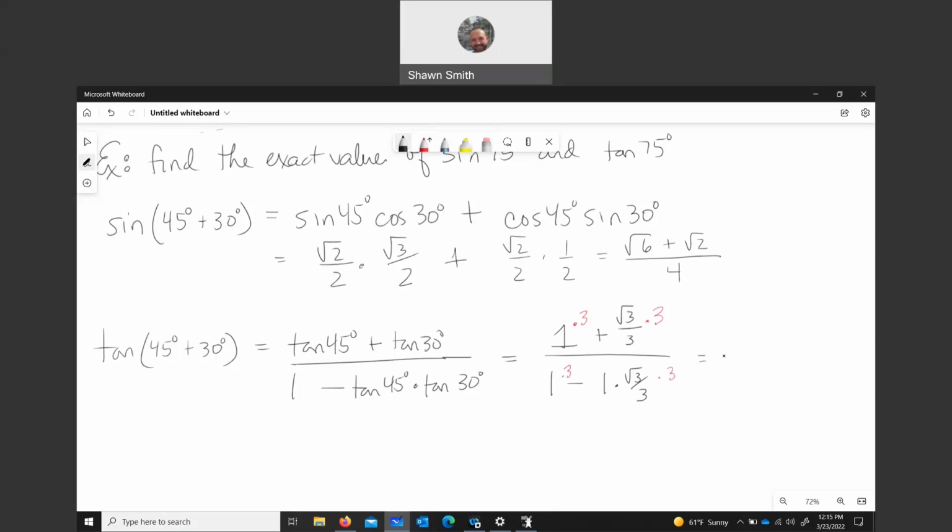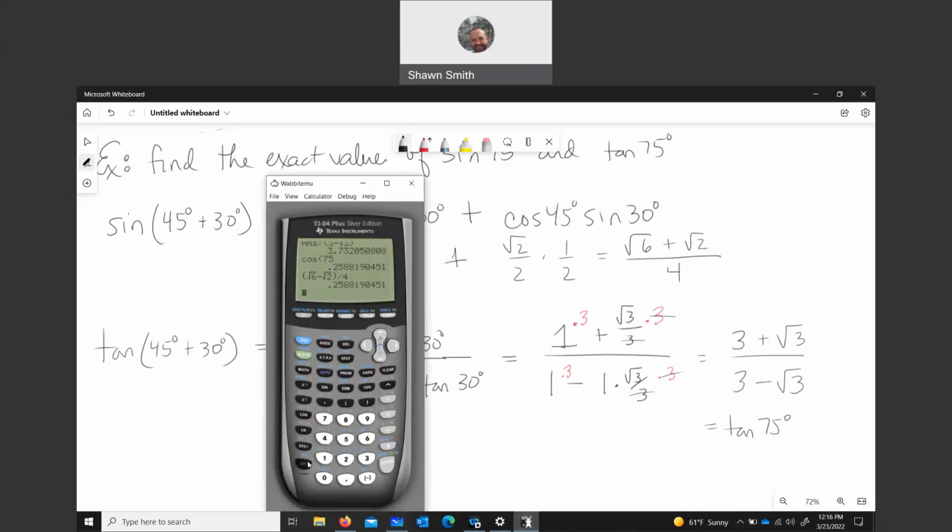This gives us 1 times 3 is 3. This 3 cancels with that, leaving just the square root of 3. Bottom is 3. Same thing, those two cancel, minus the square root of 3. So that's the simplified exact value of the tangent of 75 degrees. You can verify that in the calculator to make sure we did it right. If I did it right, then I know my formula was correct.